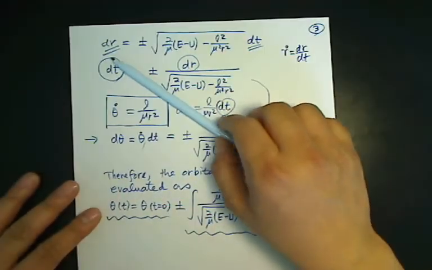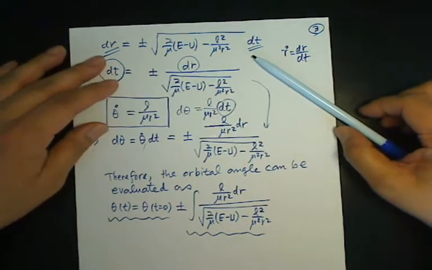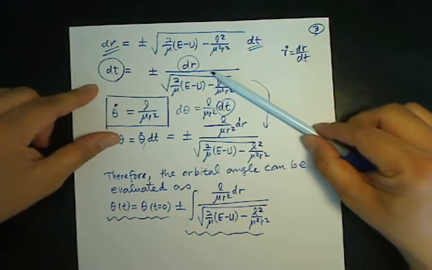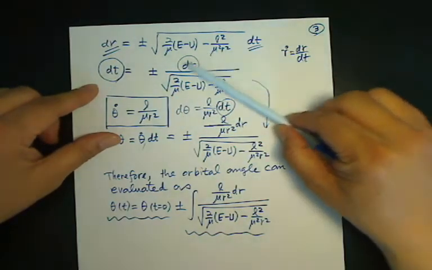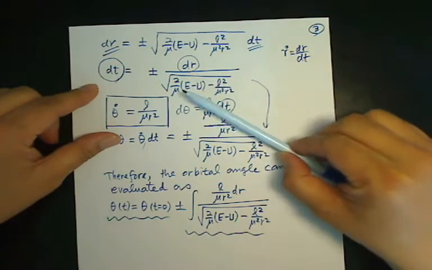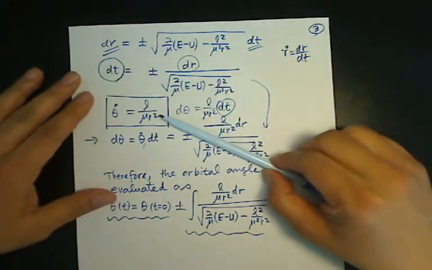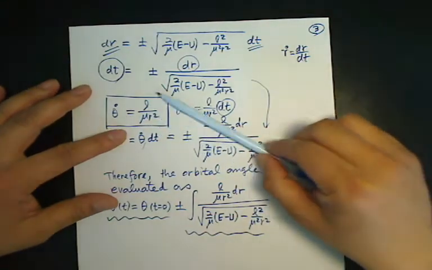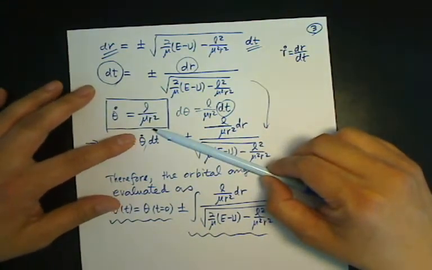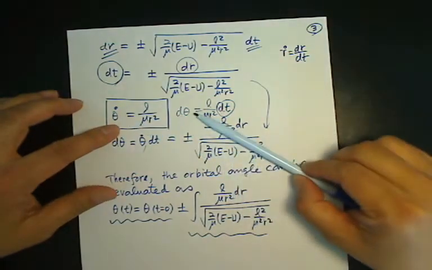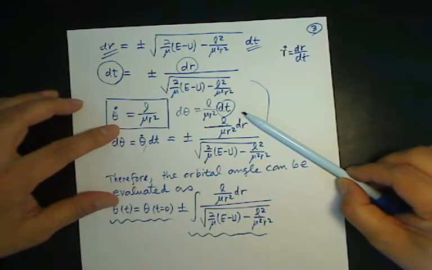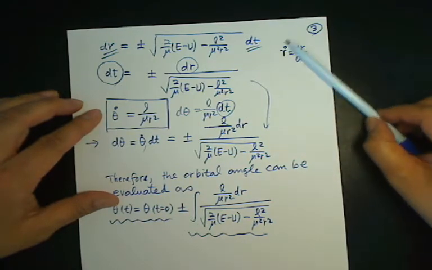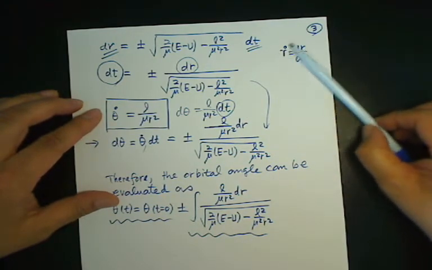Now, because dr is related to dt, dt is related to dr. In such a way, we divide by this square root on both sides. Now, theta dot is L over mu r squared, the angular momentum conservation. So I can replace this d theta with dt, and eventually dt is replaced with dr, because we know r dot is dr over dt.